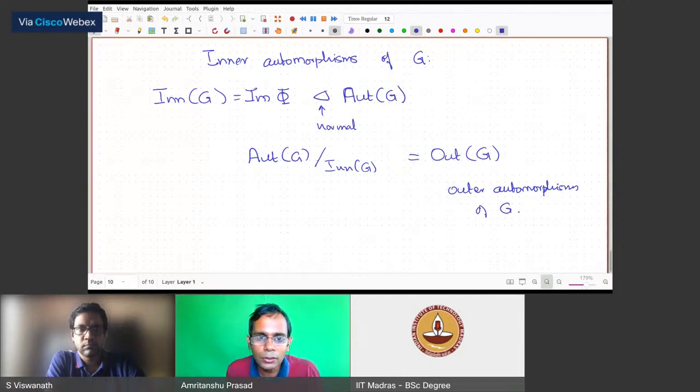So it would be very interesting to compute what these things are for our favorite example of a group, namely the Quaternion group.